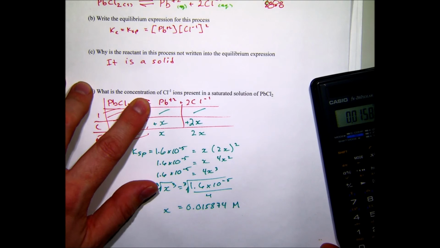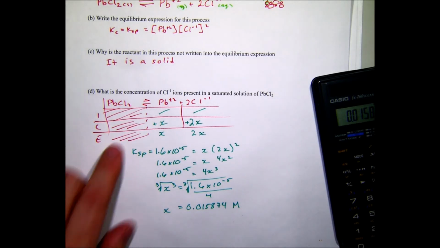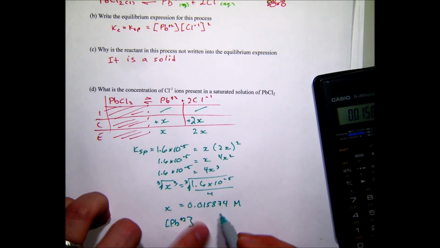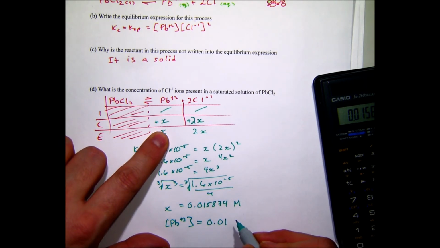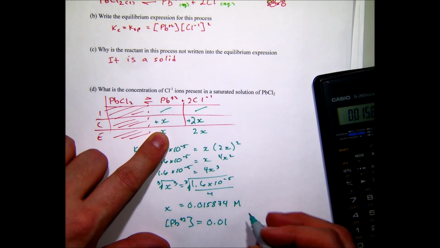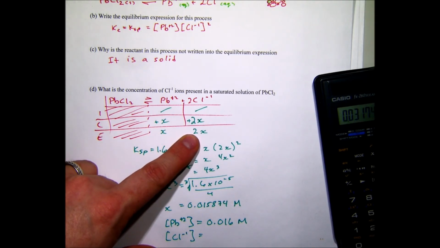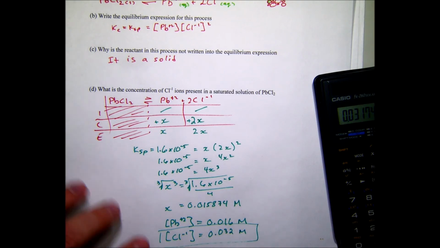What that means is that if we have a saturated solution, it does not matter what the initial concentration of lead chloride is, because it doesn't appear in our ICE box. So the concentration of lead 2+ is just going to be equal to x, because that's what we solved for. So 0.016, and I only have 2 significant figures in my Ksp constant, so I'm just going to stick with that, molar. And the concentration of the chloride is going to be equal to double that, so 0.032 molar.